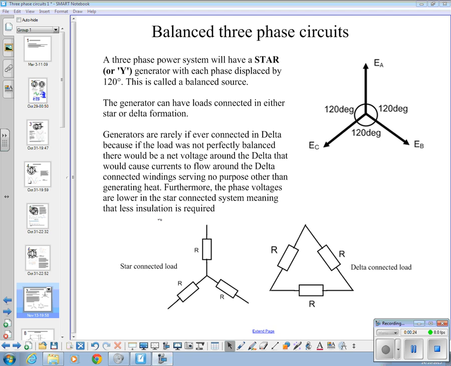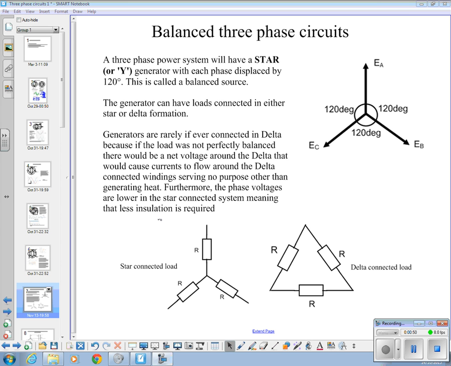A generator can have loads connected in either star or delta formation. Just put a note in there. I'm not going to do any analysis of it because I don't really see too much point in doing it. But generators are rarely, if ever, connected in delta. The reason for that is if the load is balanced, i.e. the same load on each line, there's no issues.